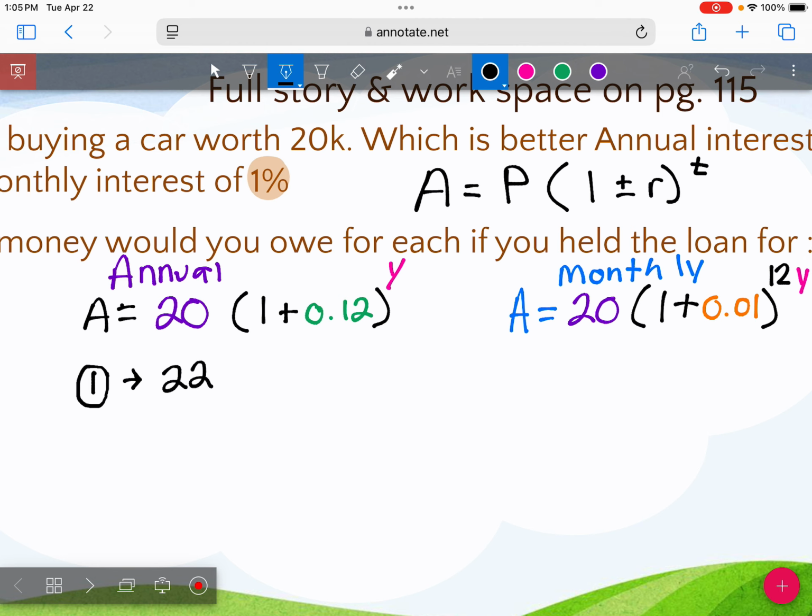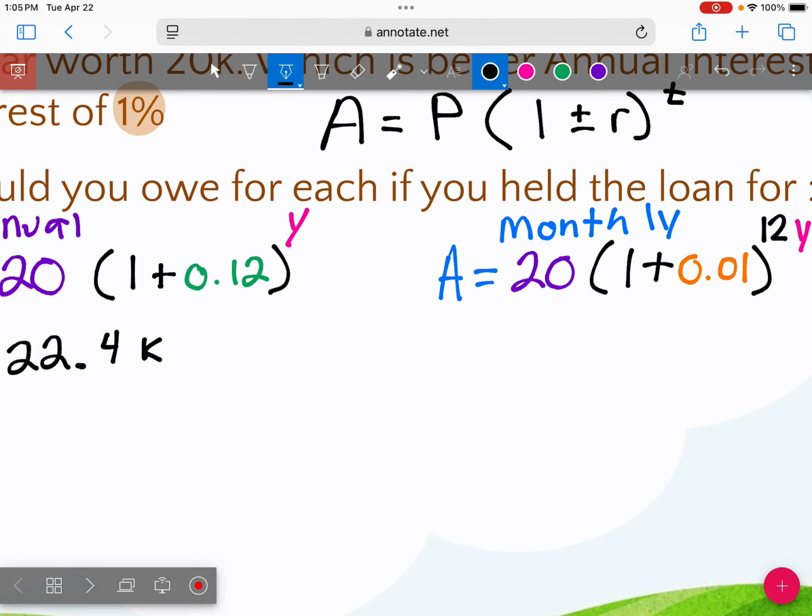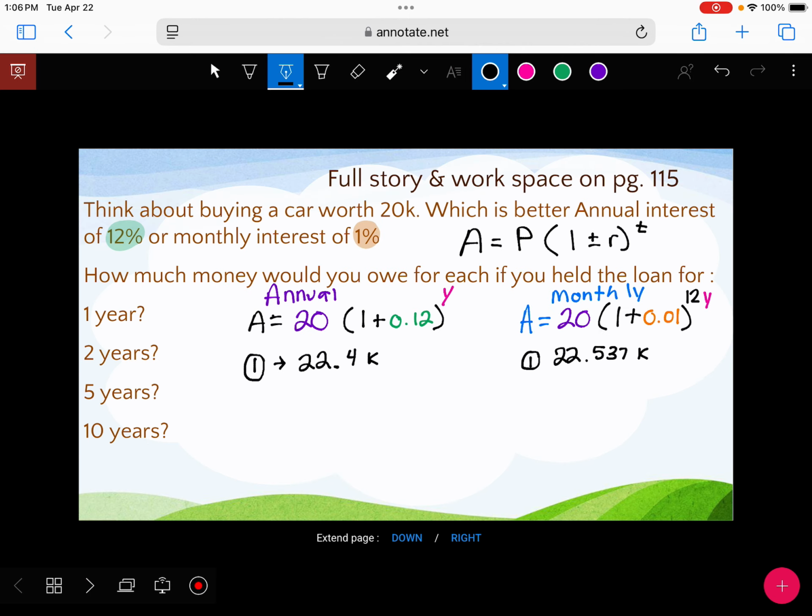Yeah, our 22,400. It showed up in our calculators as 22.4. 22.4K would be a way to write it, or you can put 22,400 because we just cut off the 3 zeros. How much would we pay off if we did that same amount of time on the monthly interest? 22.537K. So even at this point, we can see which one's going to cost us more.